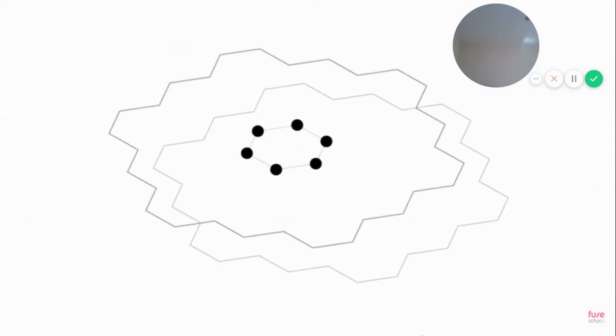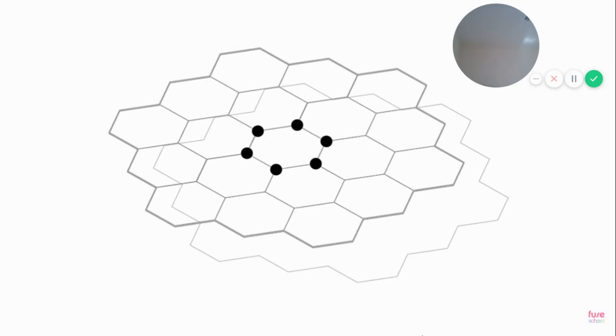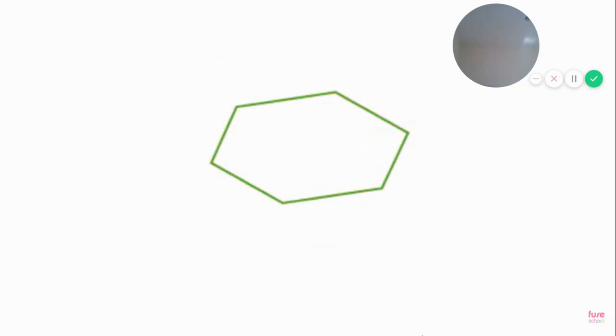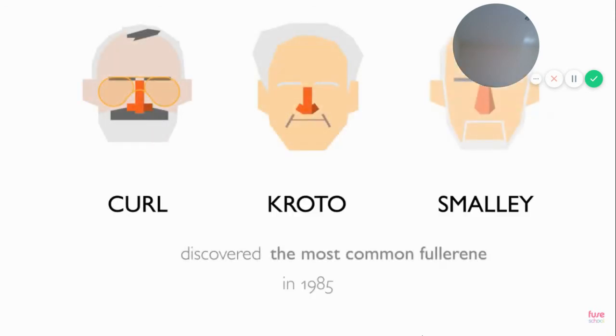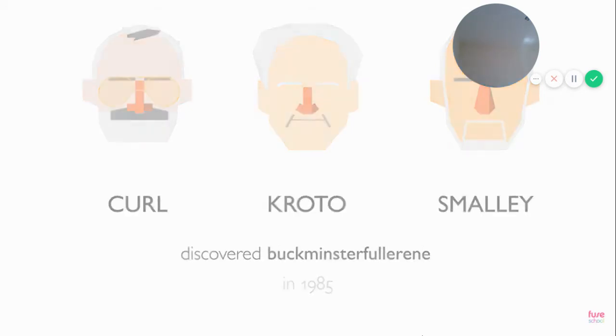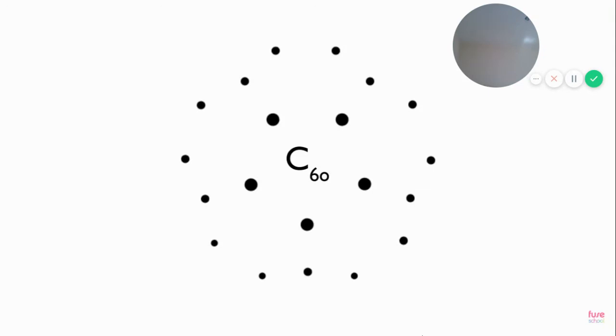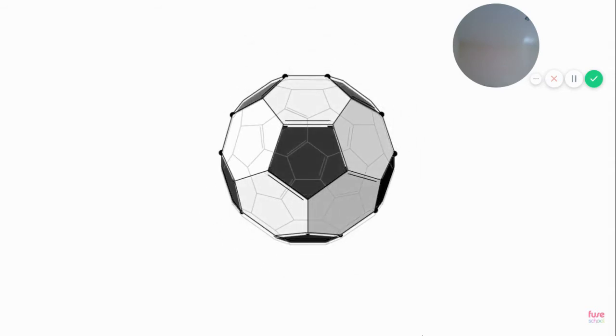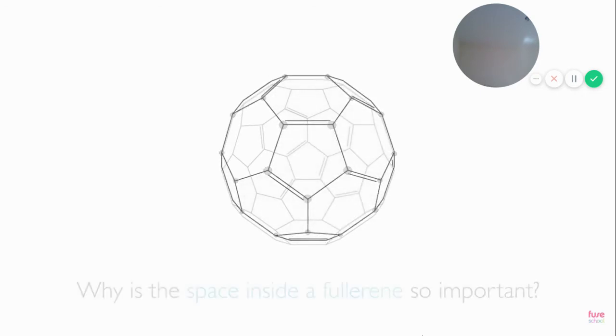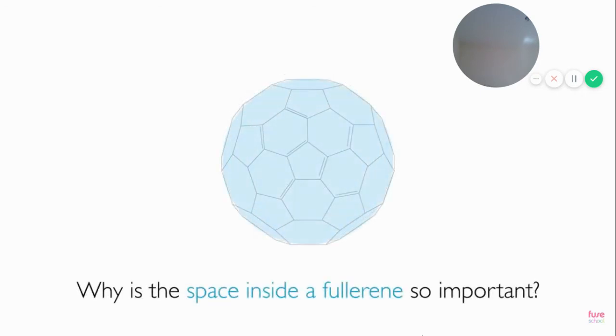The answer is that graphite exists as sheets of carbon atoms arranged in hexagonal rings. Fullerenes are carbon-based molecules with a hollow cage-like structure. Robert Curl, Harold Kroto, and Richard Smalley discovered the most common fullerene in 1985, the Buckminster fullerene. It consists of molecules containing 60 carbon atoms joined together, forming a hollow sphere. There is an alternating arrangement of hexagons and pentagons, much like that seen in a football. Can you think why the space inside the fullerene is of importance? Pause the video and continue when you have a suggestion.